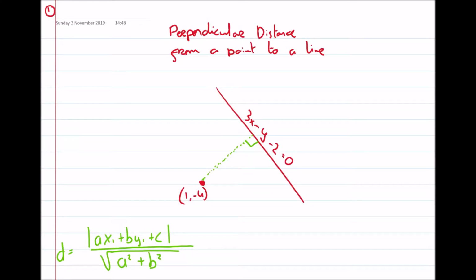In this video we're going to find the perpendicular distance from a point to a line. So here's our line, 3x minus y minus 2 equals 0. Here's our point, there. And the perpendicular distance is the distance from the point to the line, which makes a right angle with the line. It's basically the closest distance to the line from the point.